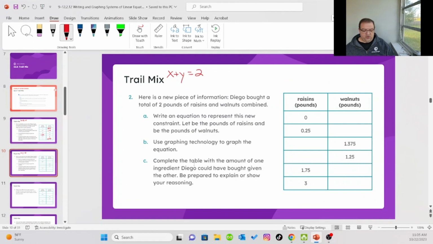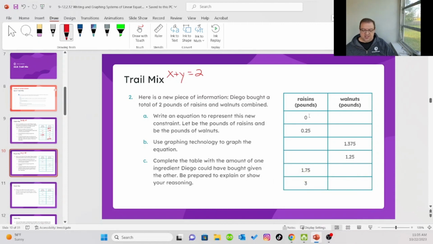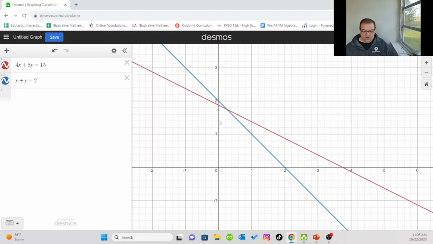So now we're going to complete the table, but this time we're going to use the blue line, not the red line. So raisins is x, so we want to go to 0 on the x and see what our value is on the y. And we can see right here, if my x is 0, my y on the blue line is 2.